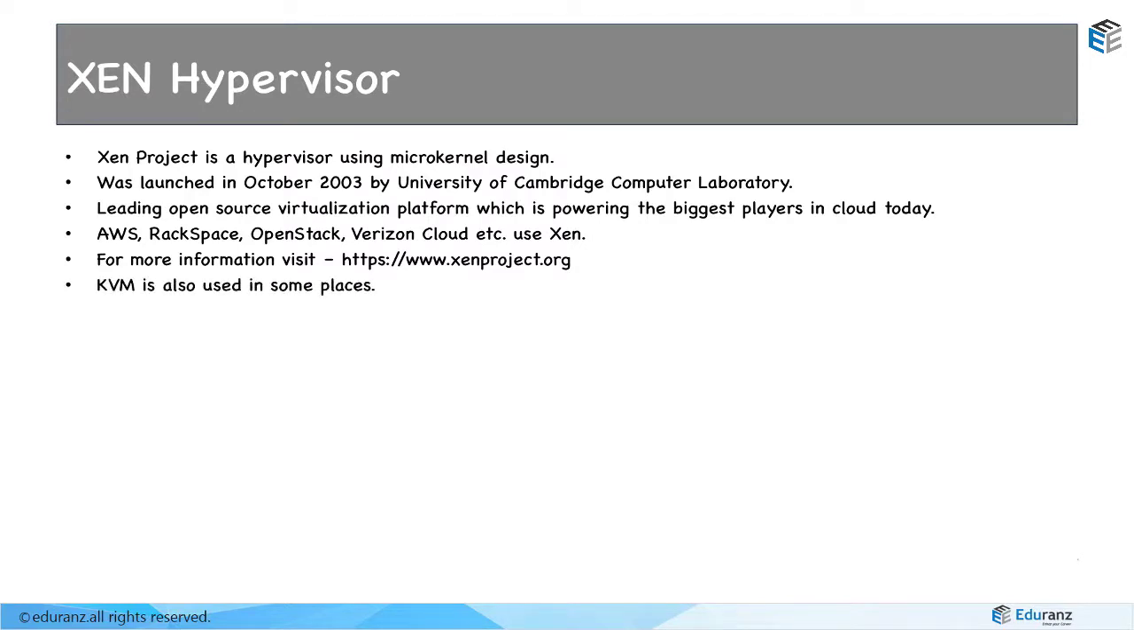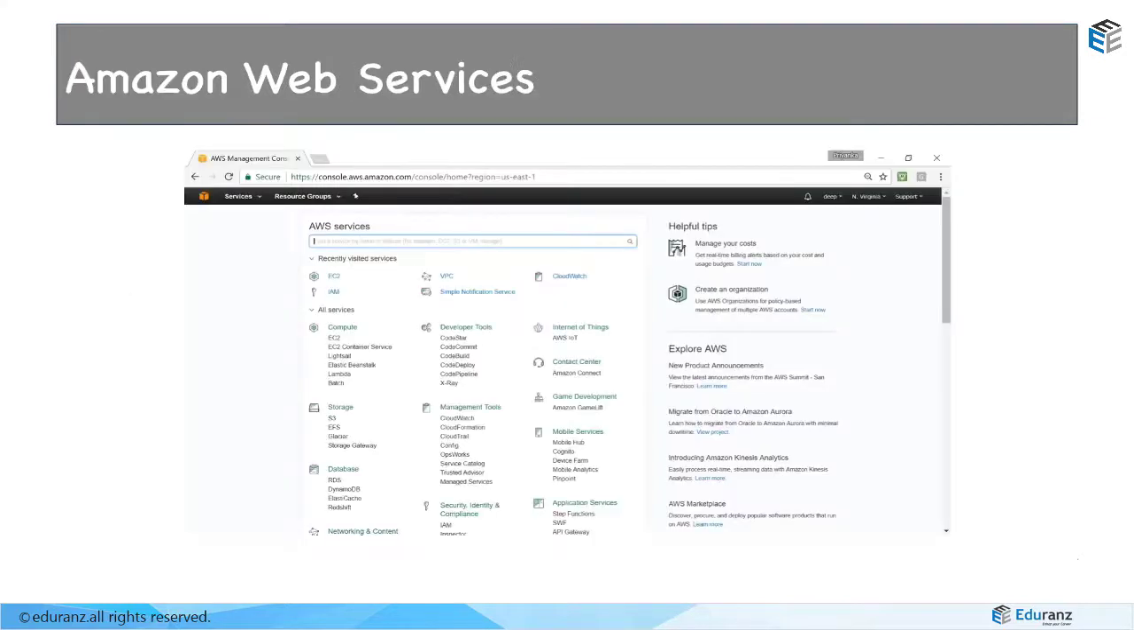KVM is also used as a hypervisor in some cases in AWS. KVM is kernel virtual machine. So this is the screen of AWS. This is the management console. We'll be using this management console a lot. So let me show you a little bit how it looks like.